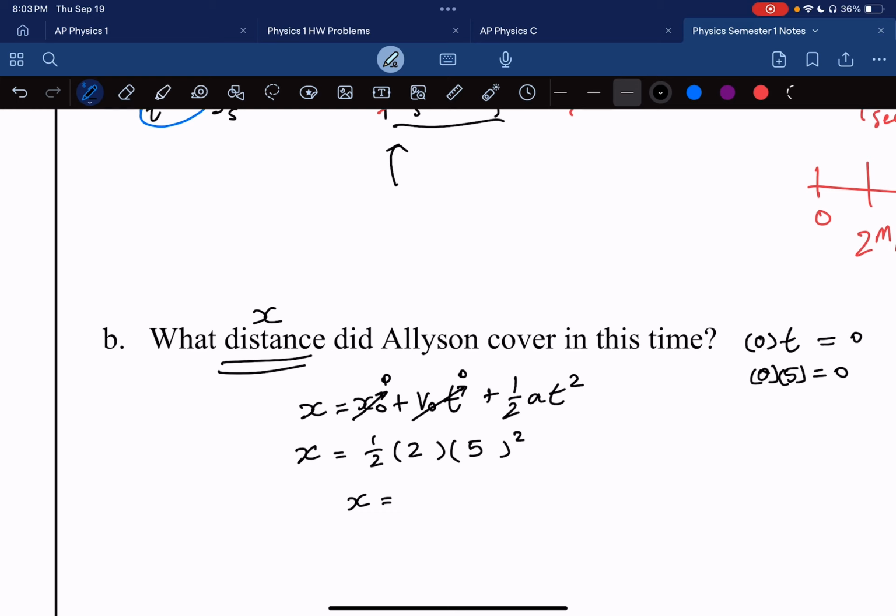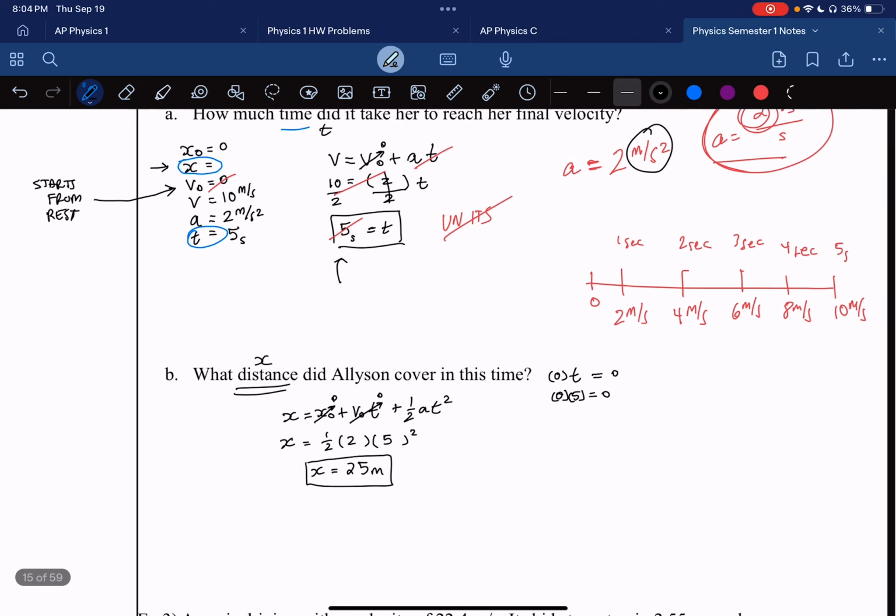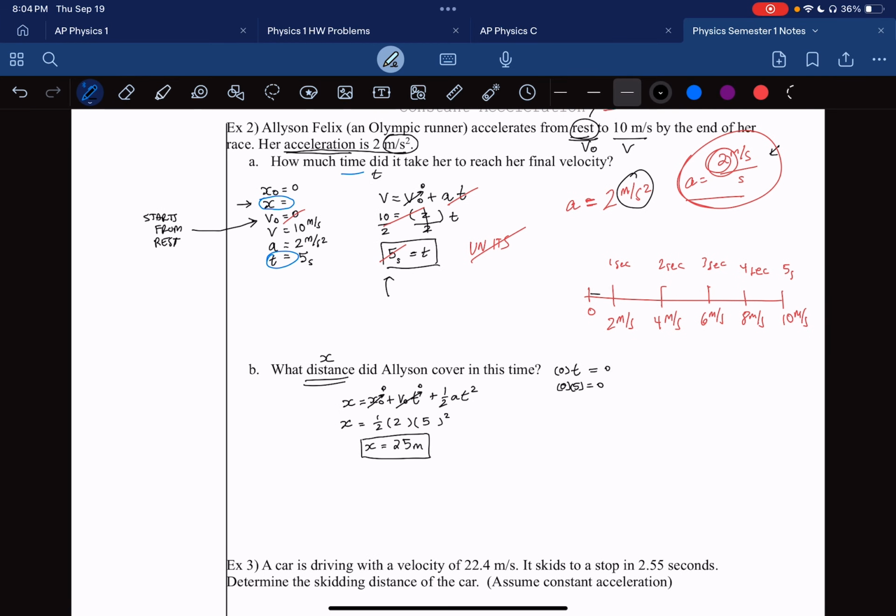Take some time to type this in your calculator, see what it is, or you can do this mentally. 1/2 times 2 is 1, and 5 squared would be 25. So that's how far she went. And that's why I couldn't really show it too well over here, because there just wasn't enough space to show it accurately.